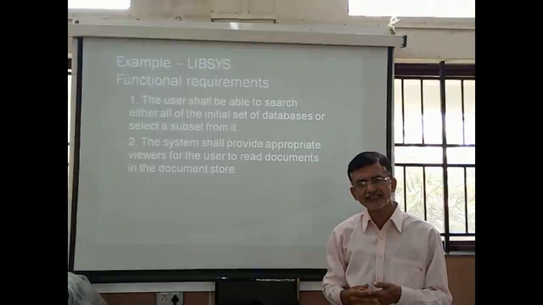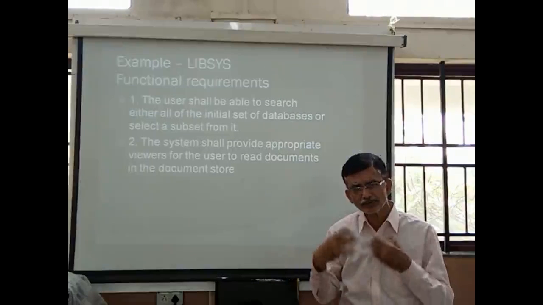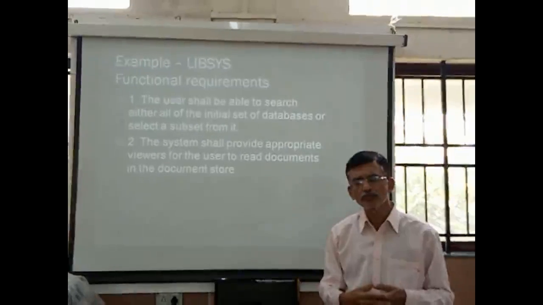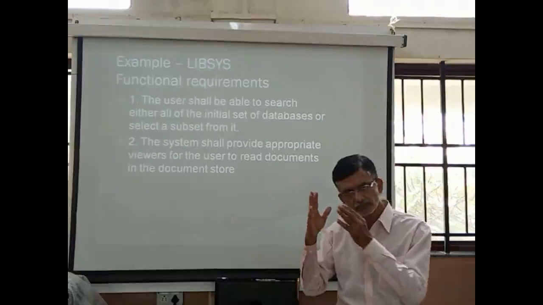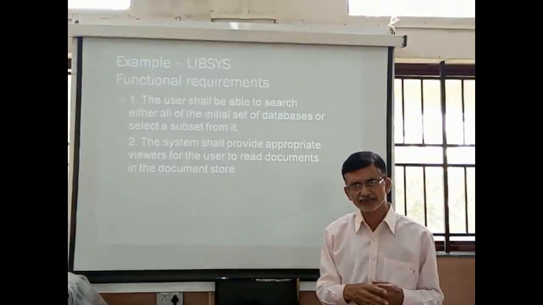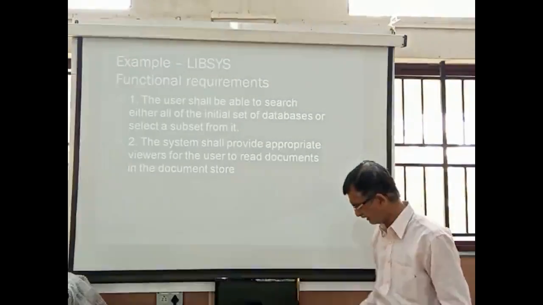So as it is a library system, the facility should be given to the needy person to view the documents. So viewers should be available. In whatever format the user can understand the information, such viewers should be made available.